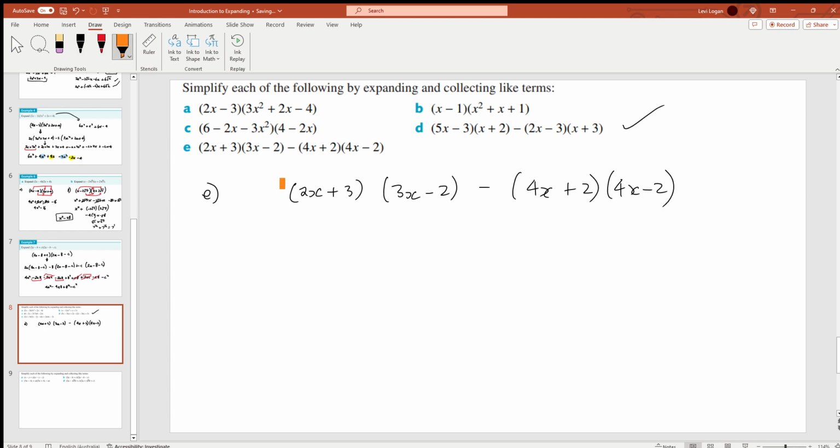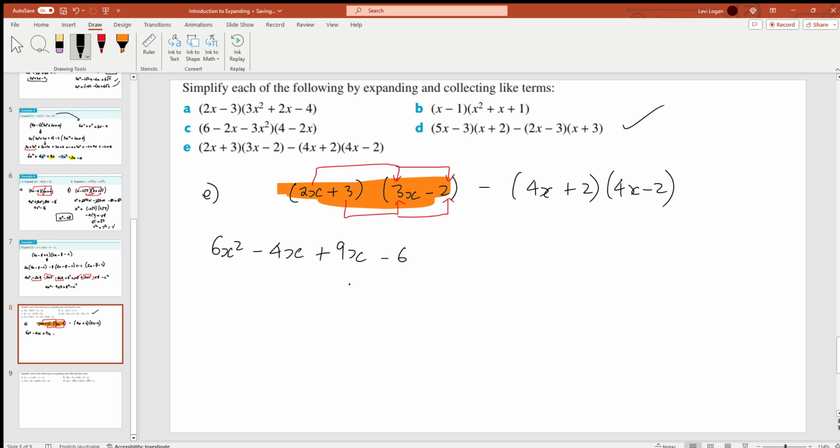So let's just handle this first one here. 2x times 3x, times minus 2, 3 times 3x, times minus 2. So the first term, 2x times 3x is going to be 6x squared. 2x times minus 2 is going to be minus 4x. 3 times 3x is going to be positive 9x. And then 3 times minus 2 is minus 6. So that's that bit there, that's just that orange bit.